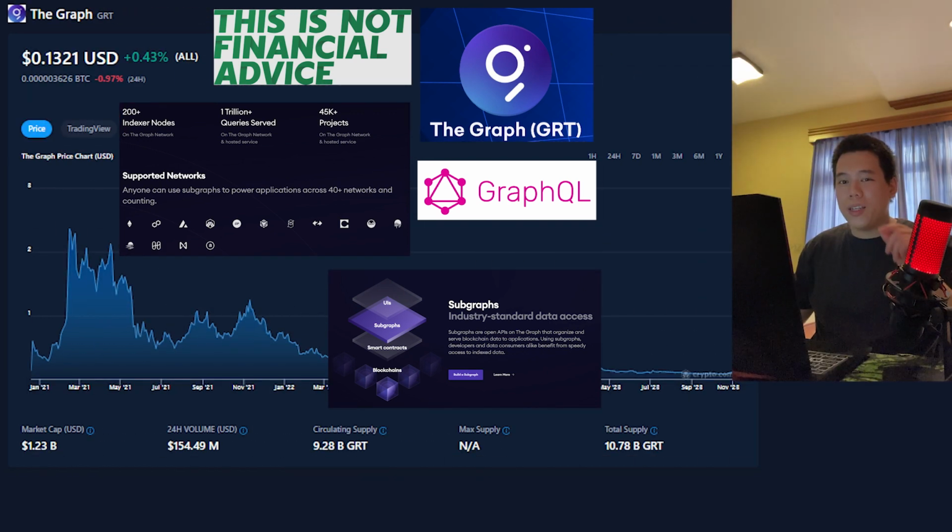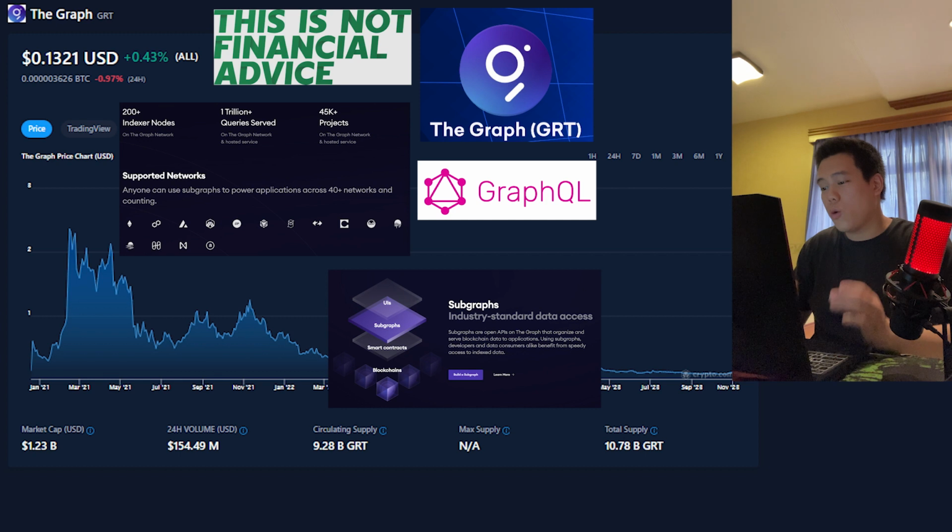And here are some crazy statistics for you. And no, it's not about Britney Spears' browsing history. As of right now, on the Graph network and hosted service, there has been over 45,000 projects and over 1 trillion queries served. Furthermore, on the Graph network, there has also been over 200 indexer nodes as well.